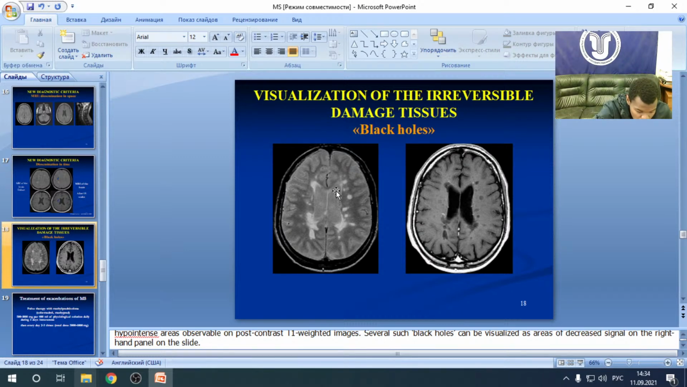And look at one more thing. Multiple sclerosis is the only disease where you can see that there is already focal damage in the brain even before the symptoms start, right? Before even the symptoms start. So this is the only disease. So please remember it. Alright?